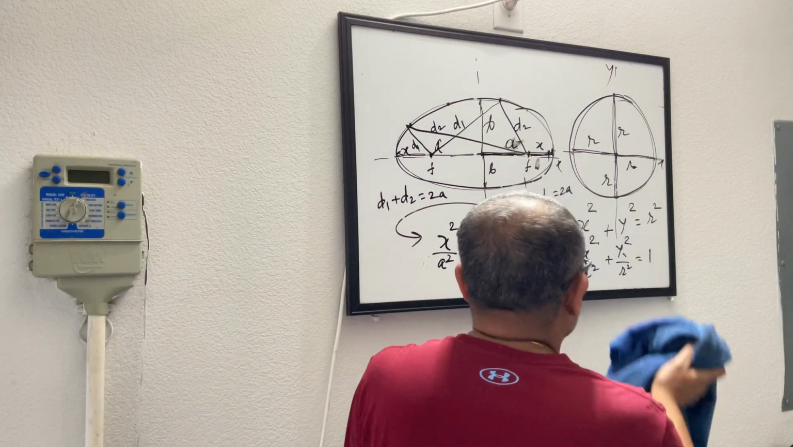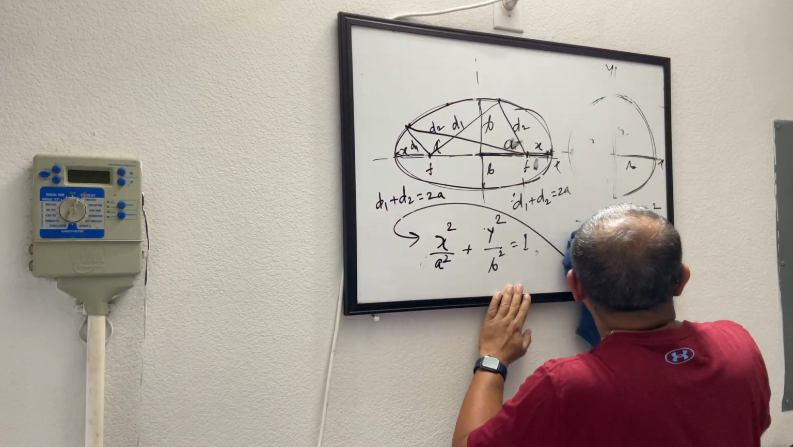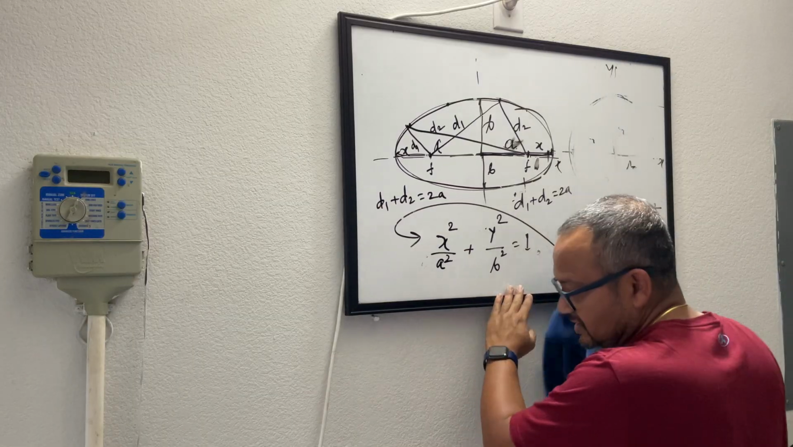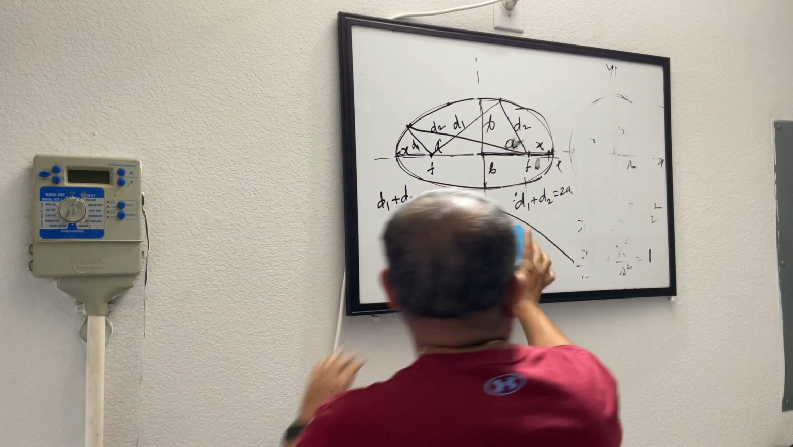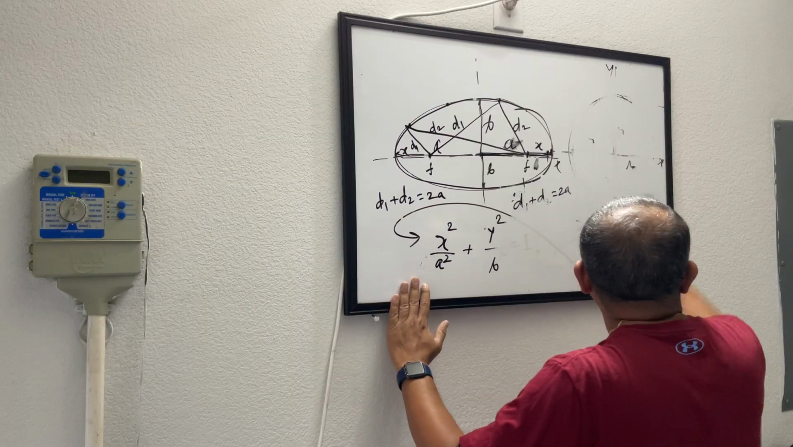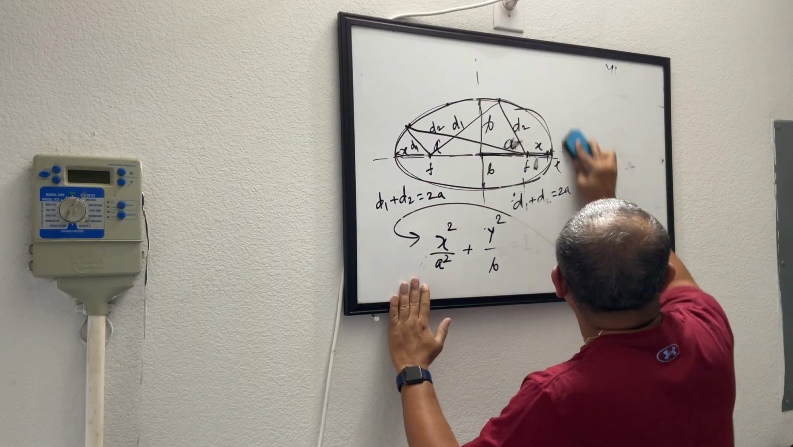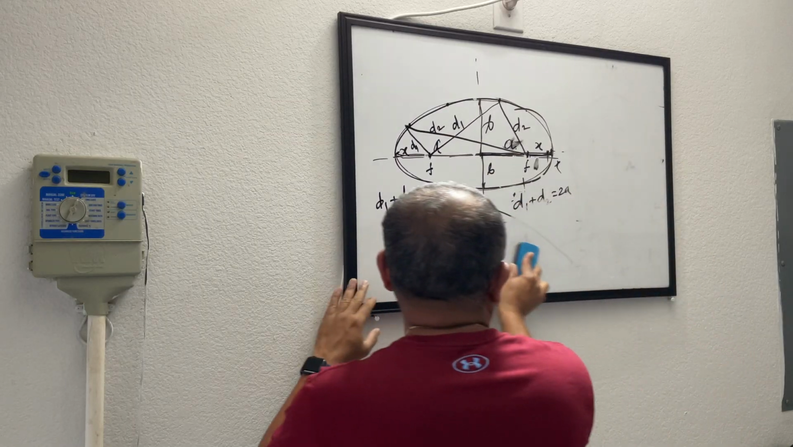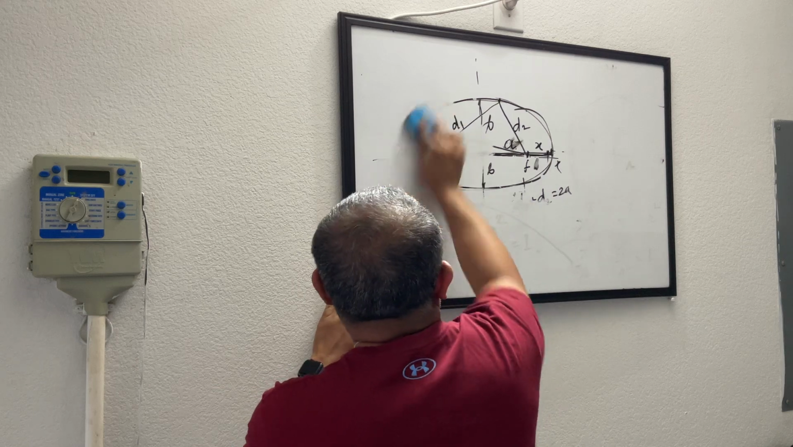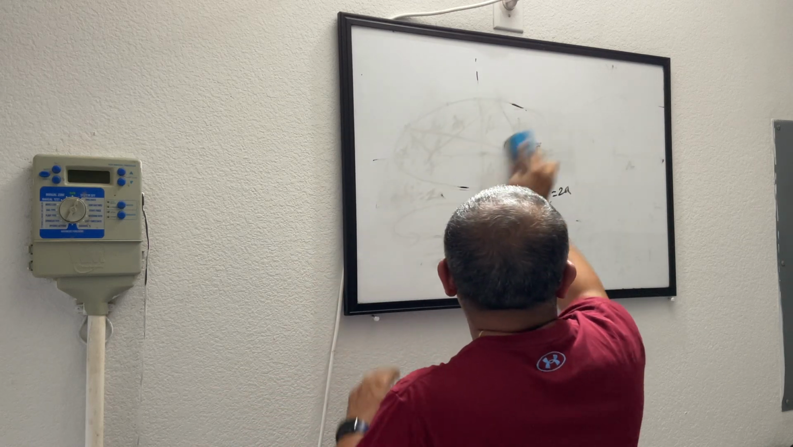So let's forget about the circle for now, because I was using the circle only to relate this, so that we can see how relatable the equation of an ellipse is against what we know from a circle standpoint.